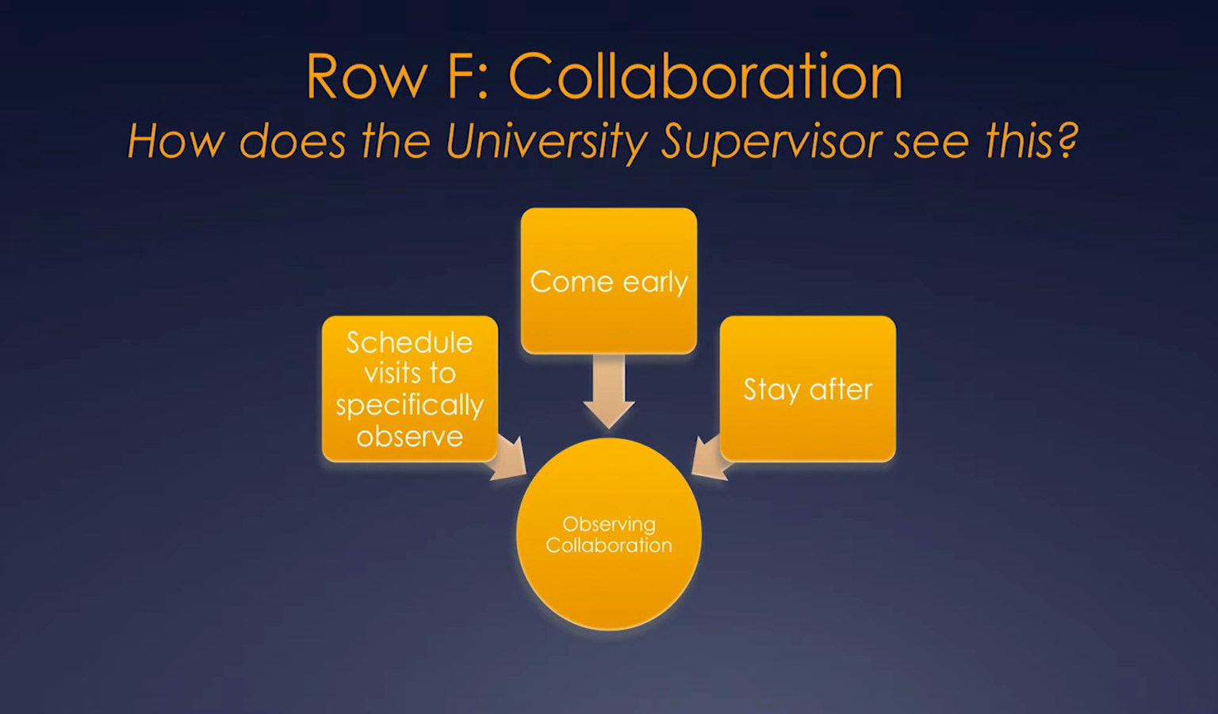Collaboration will not always be easy for the university supervisor to observe, so the team should make sure to talk regularly with the university supervisor about the collaborative interactions that exist when she or he is not there. The university supervisor should also make attempts to visit at various times during the school day and should stay after the formal observation in an attempt to capture some collaboration that goes on before and after lessons.